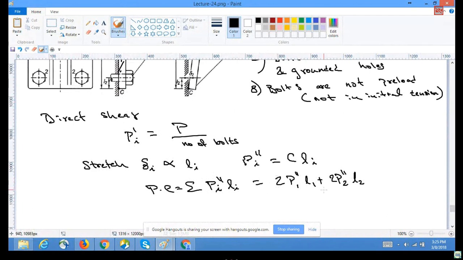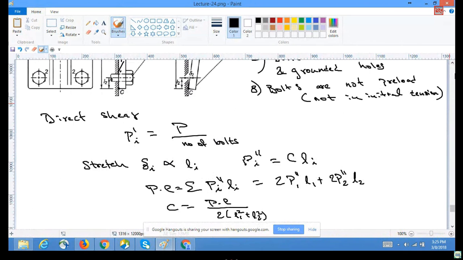This 2 comes from there, and hence using these 2 we can say that our C is equal to P times E divided by 2 L1 square plus L2 square. Once you know the C, again we get back into this and we determine the Pi double dash, which gives us the tension.